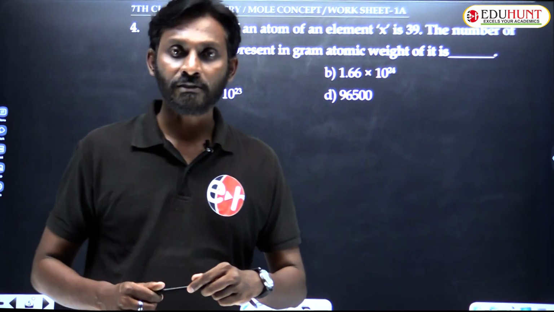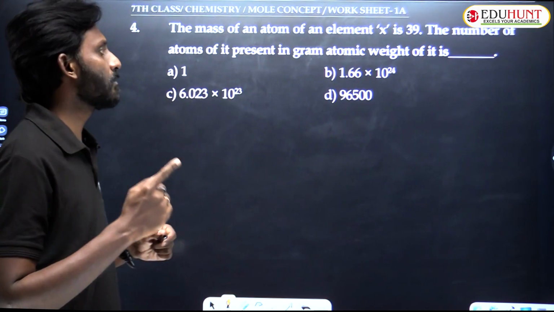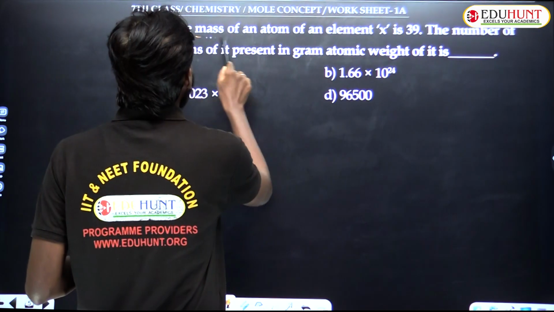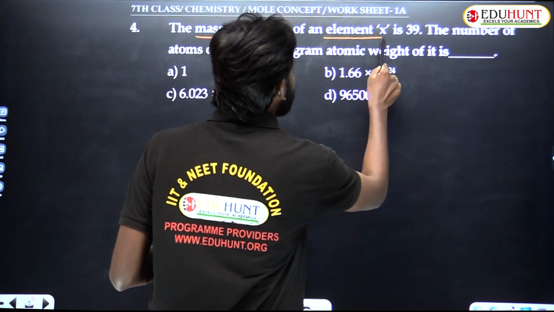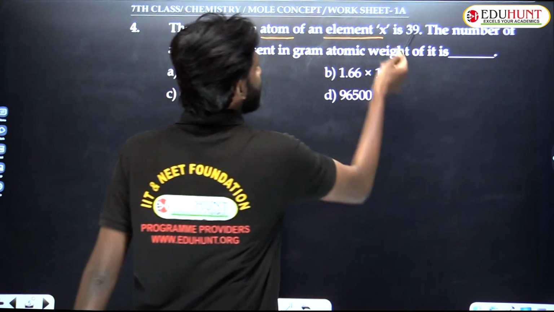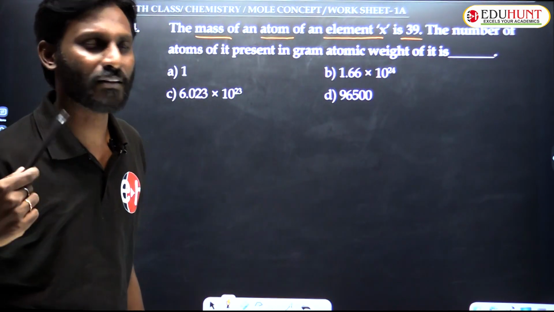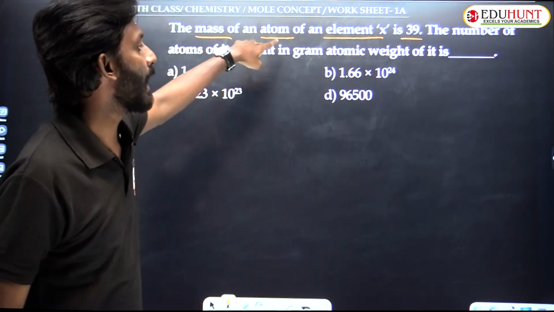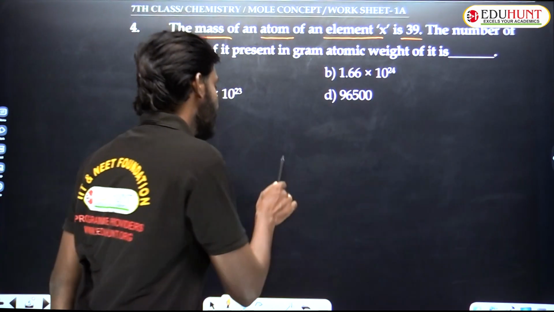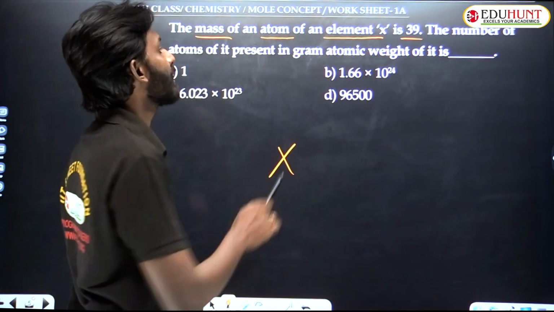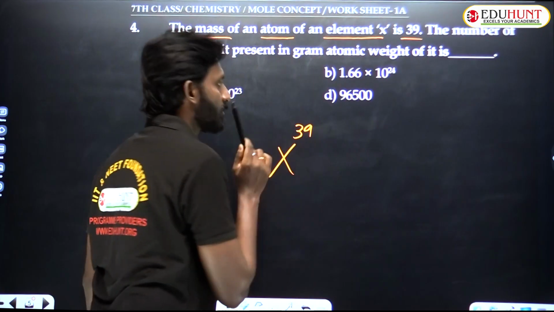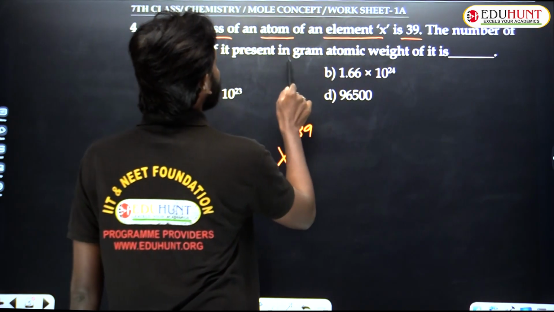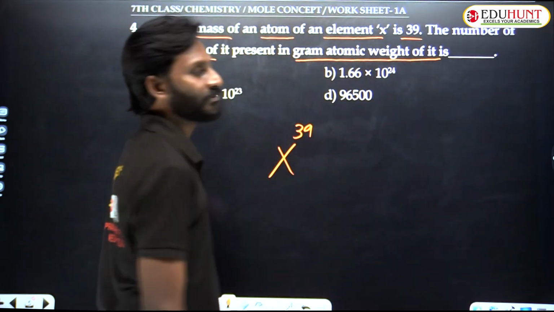Next, the mass of an atom of an element X is 39. That means the element symbol is X and the mass number is 39. We don't know the atomic number. Fine. Mass number is 39. Then the number of atoms present in gram atomic weight of it.